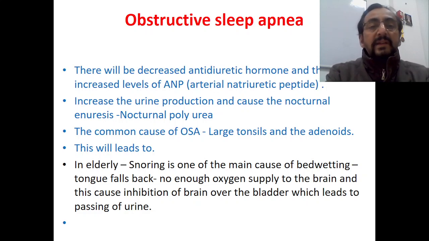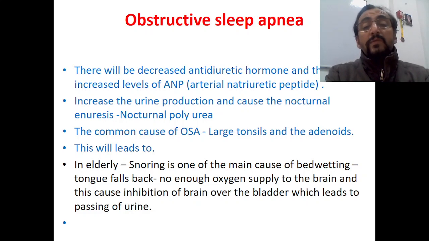Now, what actually happens here is, in case of obstructive sleep apnea, there will be decreased antidiuretic hormone and there will be increased levels of ANP. ANP refers to atrial natriuretic peptide. This increases the urine production and causes the nocturnal enuresis, which is called nocturnal polyuria.